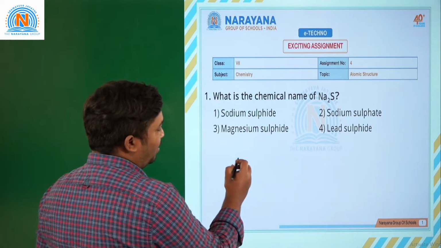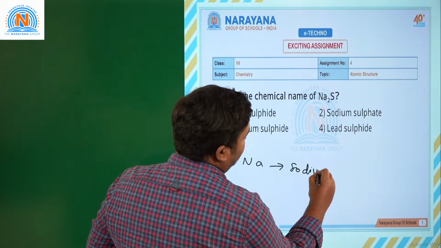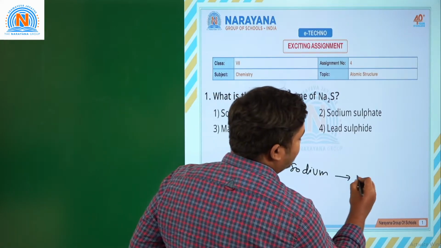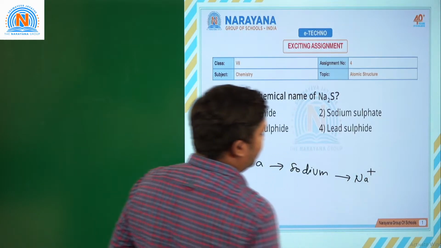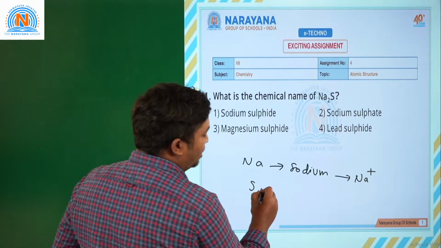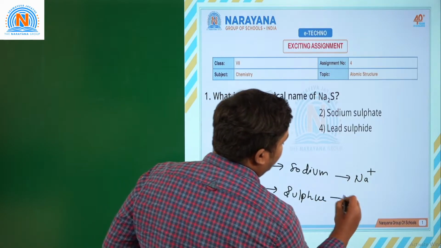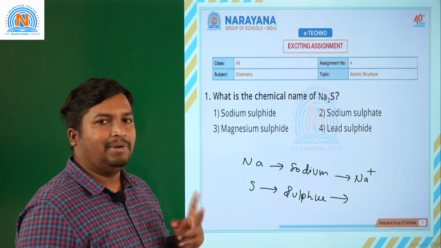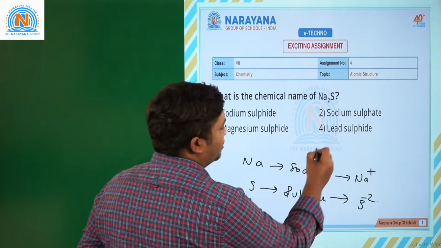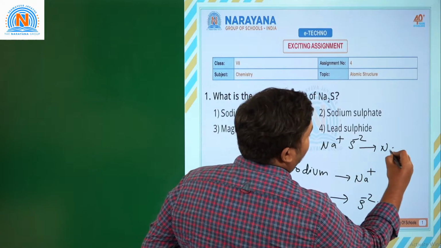Here there are two elements, that is sodium, and sodium is an electropositive element. It has the ability to lose one electron and it forms Na plus, the sodium ion. Then sulfur is an electronegative element and has the ability to take up 2 electrons, and it forms S minus 2. So by the crisscross method, Na plus and S minus 2 form Na2S.